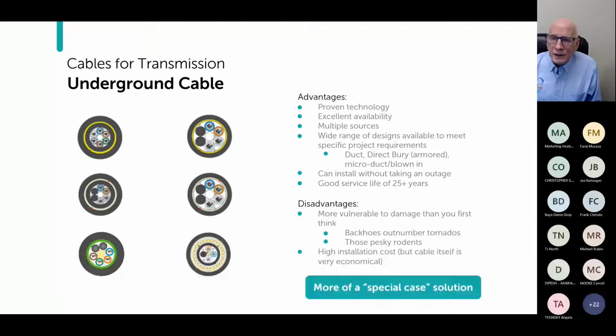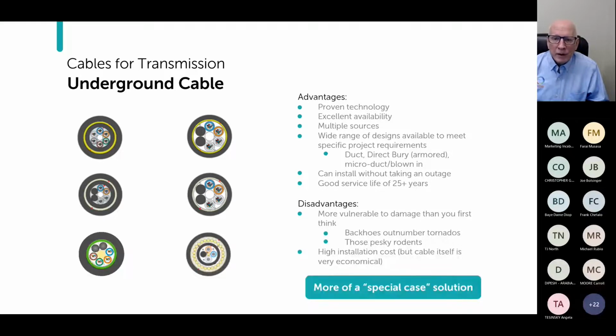The disadvantages, though, are significant. First of all, a lot of people have the concept that if I put a cable underground, it's somehow protected. And in the real world, it's actually a lot more vulnerable than you think. As I put it here, backhoes outnumber tornadoes.